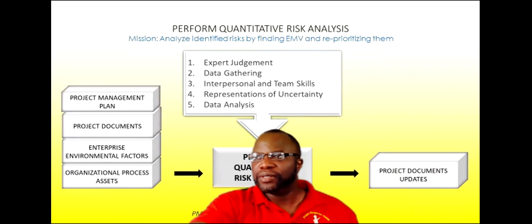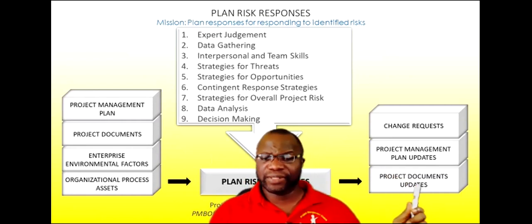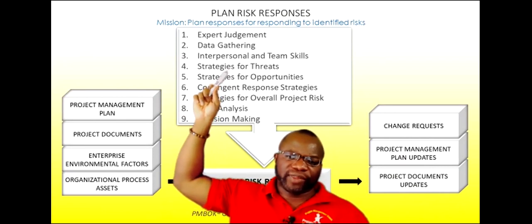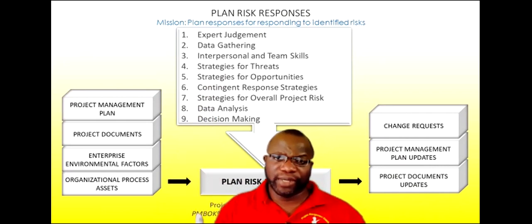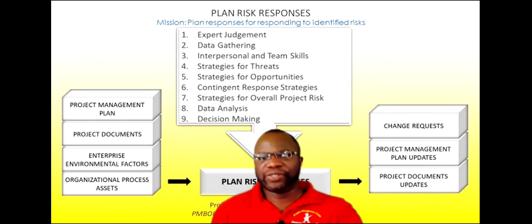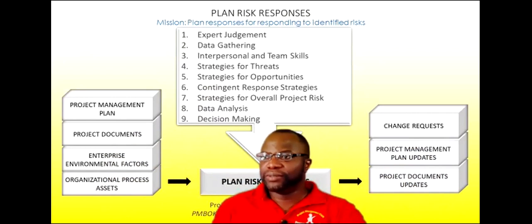So that's quantitative, which we've talked about. Plan risk responses is the next one. There it is. And again, you can see we're not really getting anything unique out. It's just updating the risk register and risk management plan. We've talked about the strategies for threats and strategies for opportunities. You also have contingent response strategies, which are strategies to be undertaken under certain conditions. And then we have strategies for overall project risk. The same way you can attack the individual project risk, you can attack the risks that affect the entire project. That's what that is.